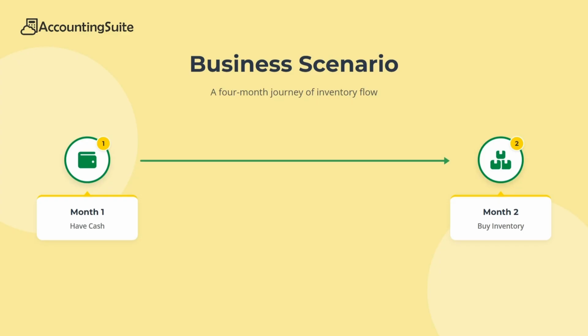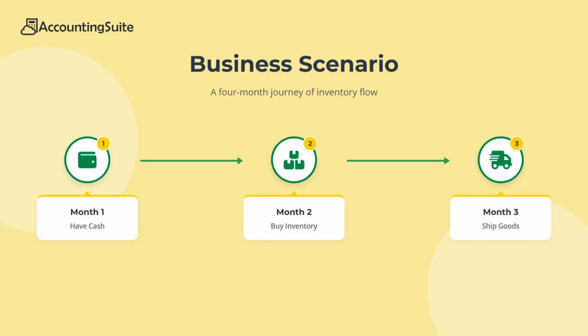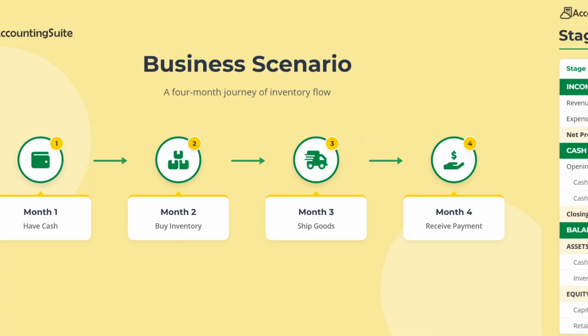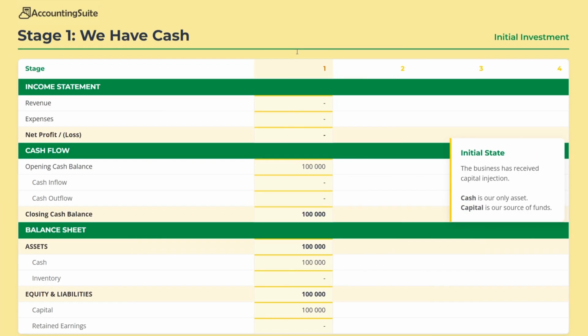We start with cash, then we purchase inventory. Next, we ship the product to a customer. And finally, we receive payment. At every step, we will see how the same business activity appears in all three financial statements. Investors invest $100,000 into the business. The company now has cash to start operations.